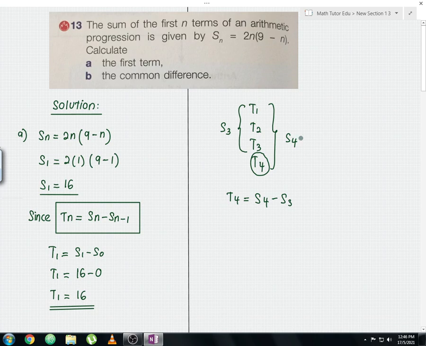Imagine that when you are dealing with a very big progression, let's say for example 40 terms. You can't be writing all the 40 terms, right? So that's why we are required to use this formula. I hope this simple explanation helps you a lot.